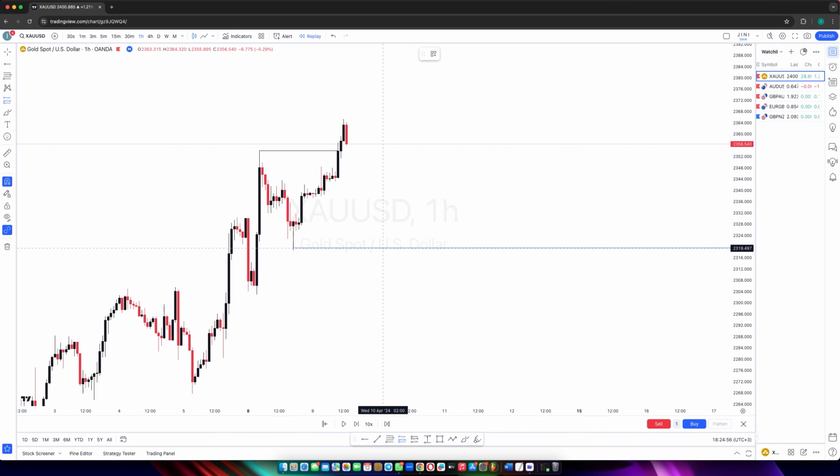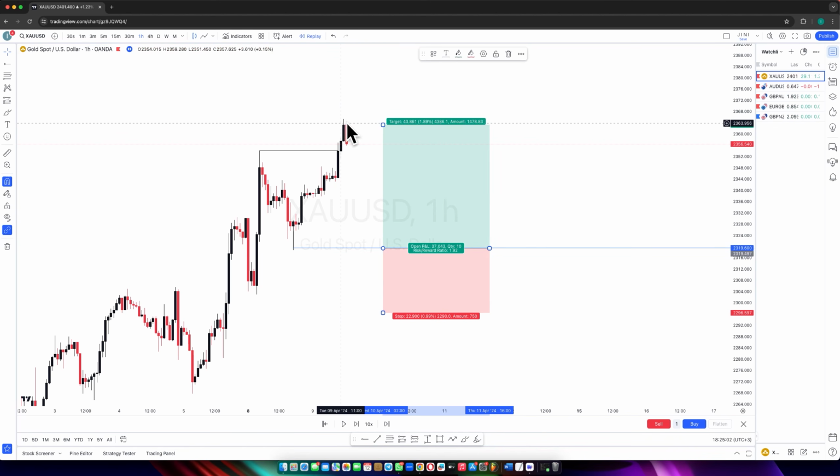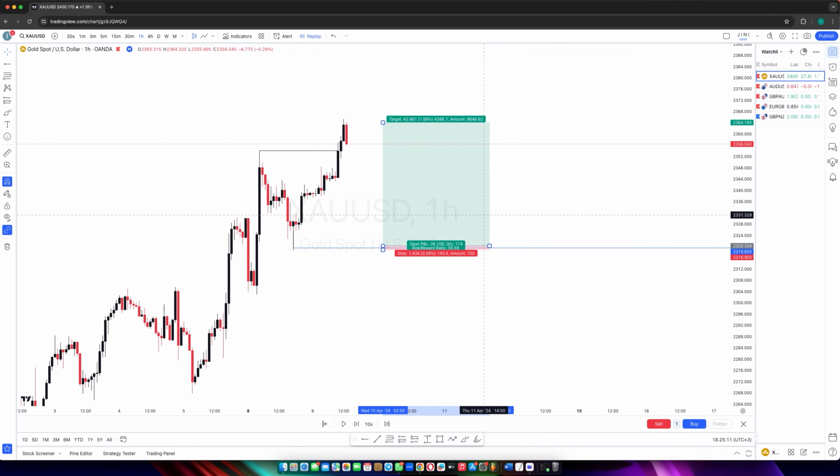The first take profit will be at the turning point where the price is here. This will be our first take profit, and then let's say we risk only 15 pips like that. So let's see if the price reacts to that point.